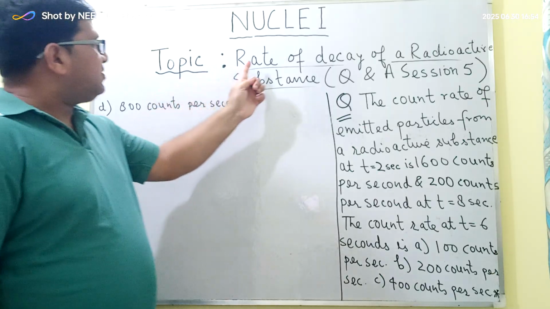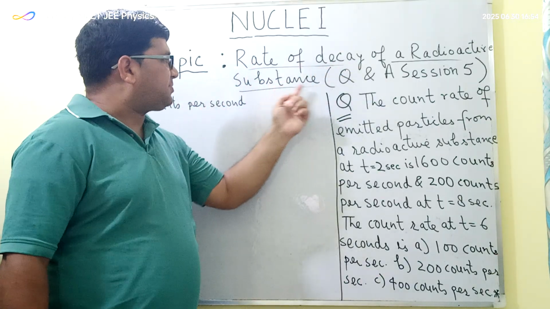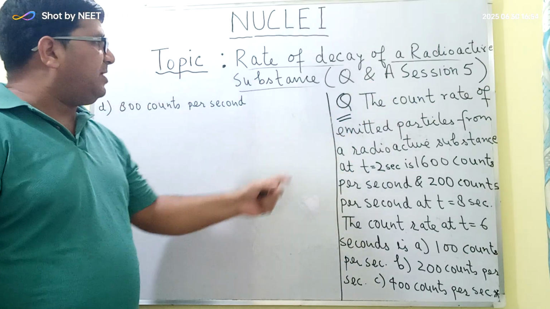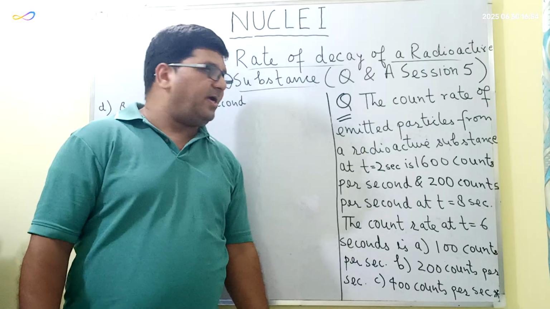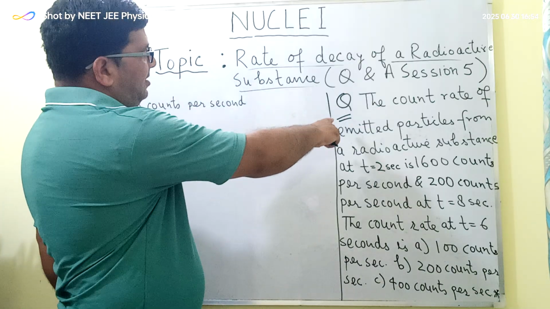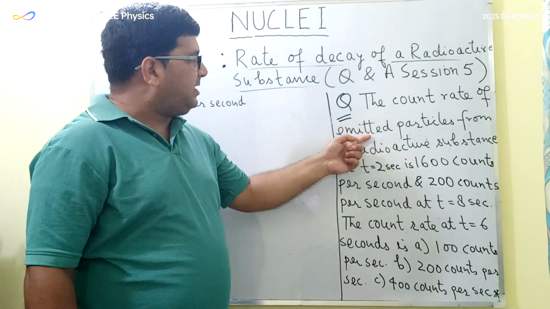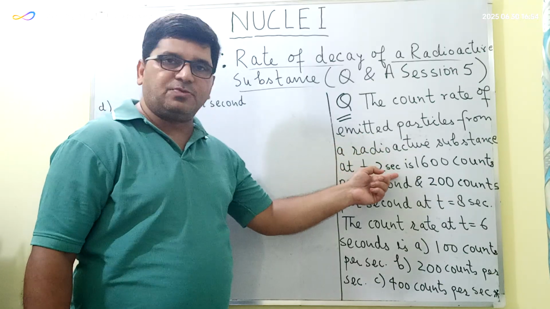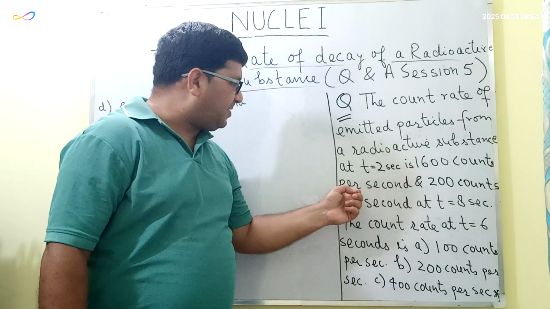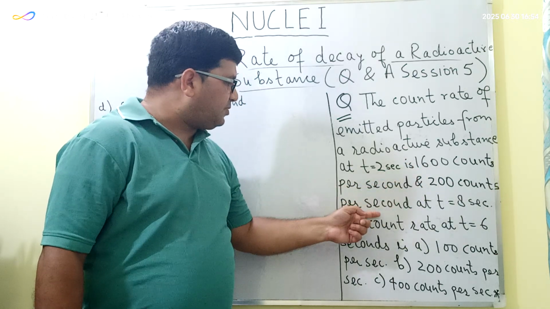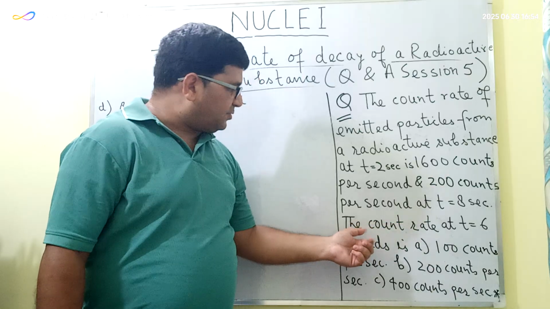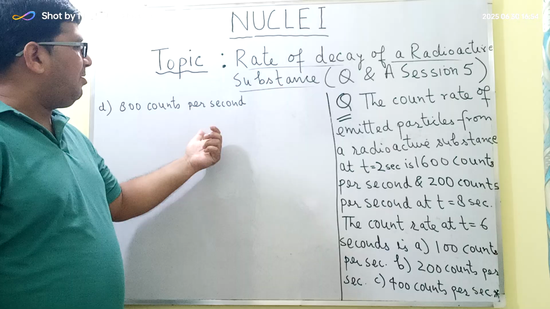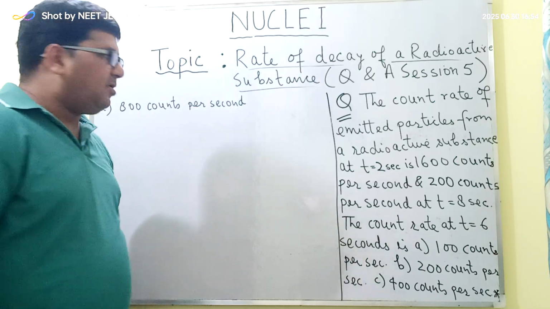The topic is the calculation of rate of decay of a radioactive substance, and this session is in continuation of session number 4 in which we have studied the law of radioactivity. The question for this session: the count rate of the emitted particles from a radioactive substance at t equal to 2 seconds is 1600 counts per second and 200 counts per second at t equal to 8 seconds. So the count rate at t equal to 6 seconds is? Here we have four options, and we have to find the correct option.